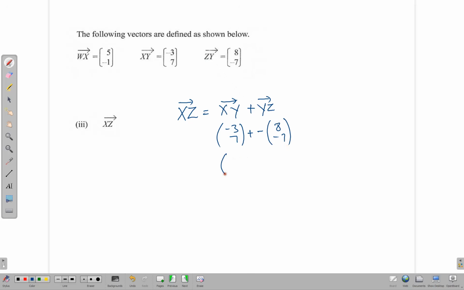And this comes out as (negative 3, 7) minus (8, negative 7). Now negative 3 minus 8 here gives us negative 11. And 7 minus negative 7 gives us 14. So the vector xz is equal to (negative 11, 14).